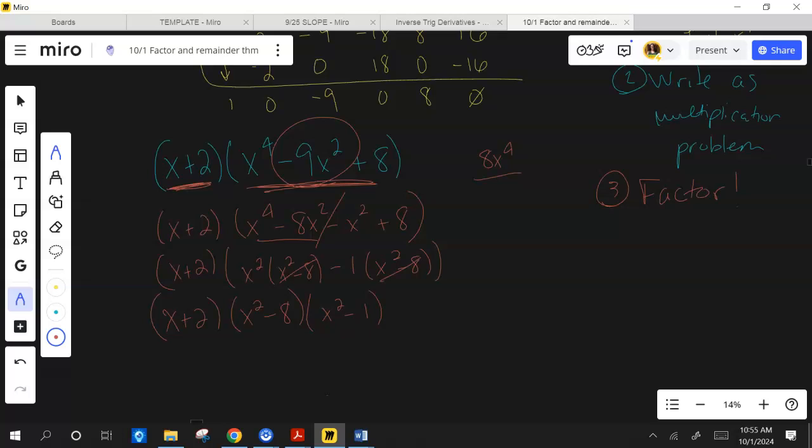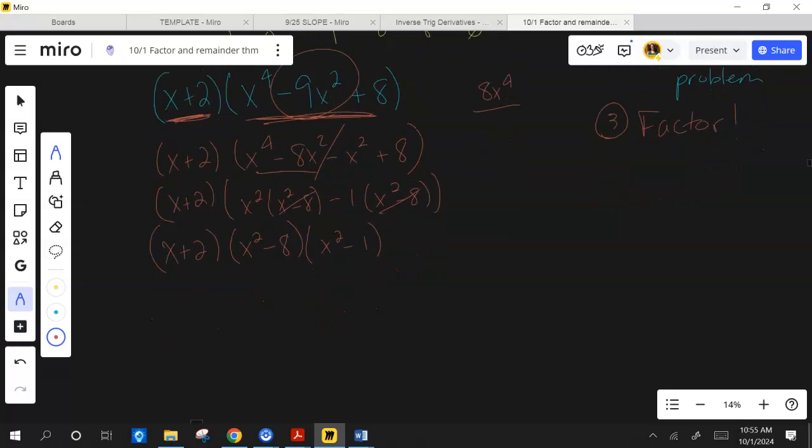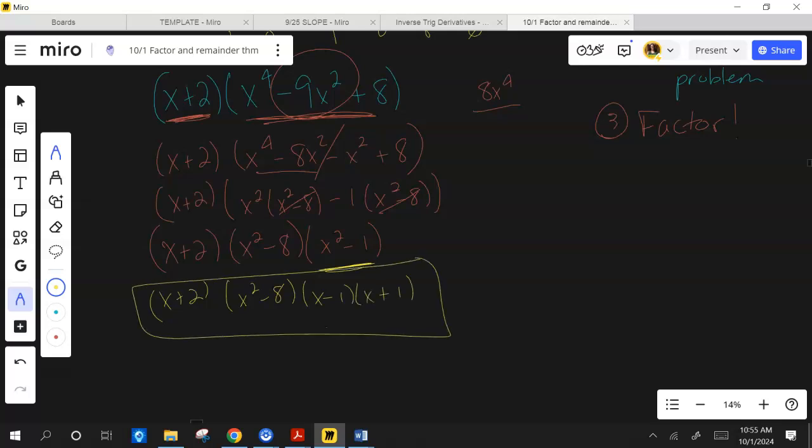Ah, perfect squares, right. Difference of two squares. That's right. Why can't the other one be done, Will? 8's not a perfect square, that's right. So I've got x plus 2. X squared minus 8, can't do anything with that. But the x squared minus 1, isn't this glorious? Look how we are taking everything we have learned and pouring it into one problem.